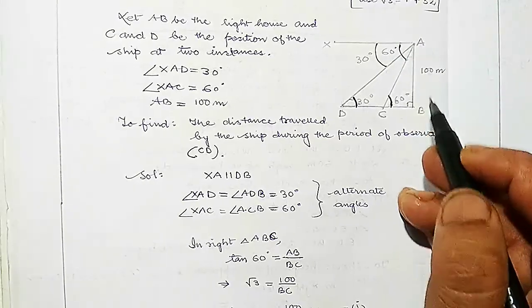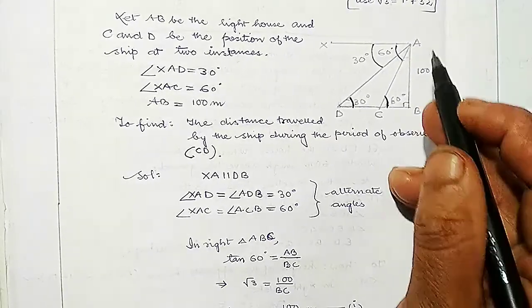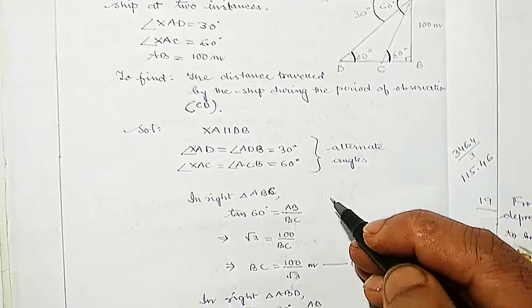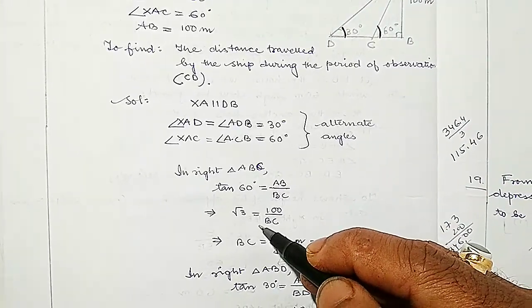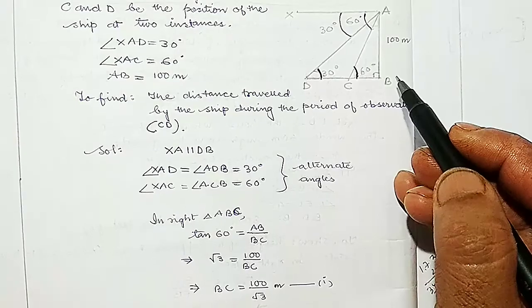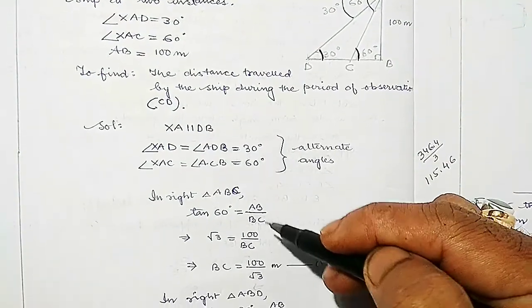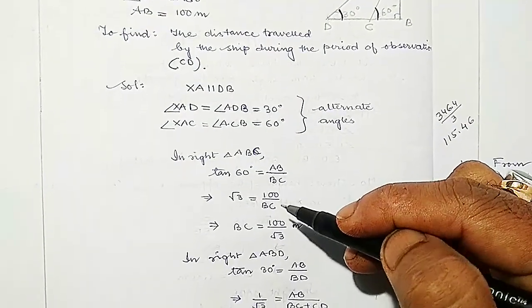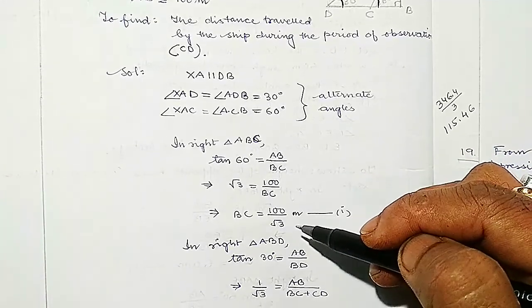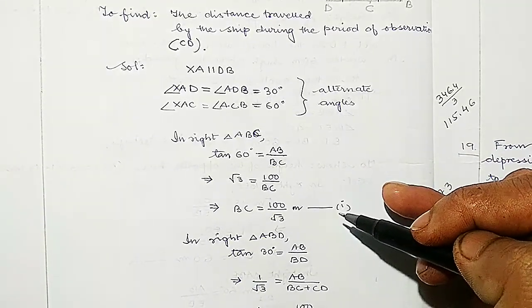In triangle ABC, tan 60 will be AB by BC. Now tan 60's value we know it is root 3. AB, we know AB in the question it is given 100 meter and BC is not known. So if I cross multiply, BC will be 100 by root 3 meter. So let it be equation number 1.